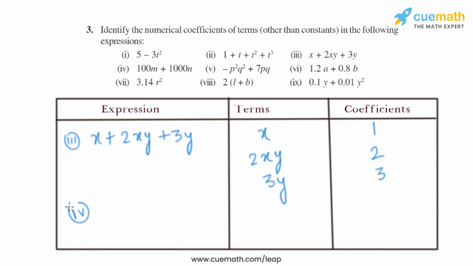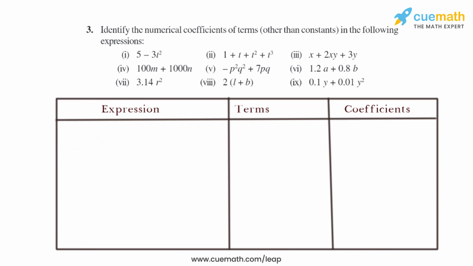In the fourth part, the expression that is given is 100m plus 1000n. So the terms are 100m and 1000n. So these are the two terms we have in the fourth expression. In 100m, m is a variable. 100 is the constant term, so 100 will be the coefficient of that. Similarly, in 1000n, n is a variable and 1000 is a constant term, so its coefficient will be 1000. Now we will move on to the fifth part.